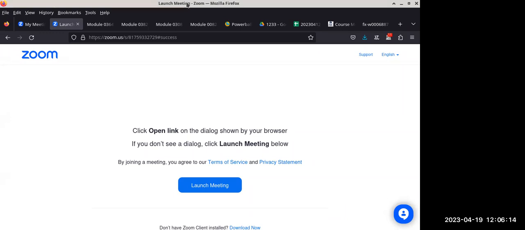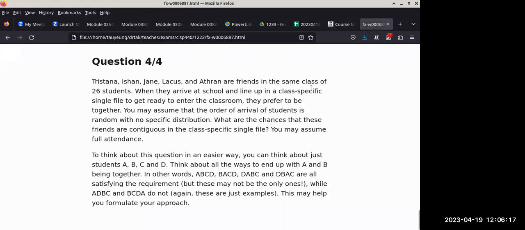All right, so as I said, I'm going to give you a question. It's part of the final exam of 2022 spring, so that's about a year ago. We have Tristana, Ishan, Jane, Lashes, and Athleen. They're friends in the same class of 26 students. When they arrive at school and line up in a class-specific single file to get ready to enter the classroom, they prefer to be together. So there are 5 people who prefer to be together.